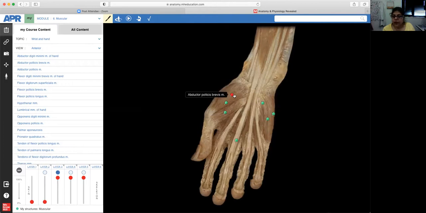Okay. So abductor pollicis brevis, right? So we saw the longus earlier. So that's the brevis. So it's going to go like here, right? And so it's going to go and attach to your thumb. So it's going to help move the thumb away.